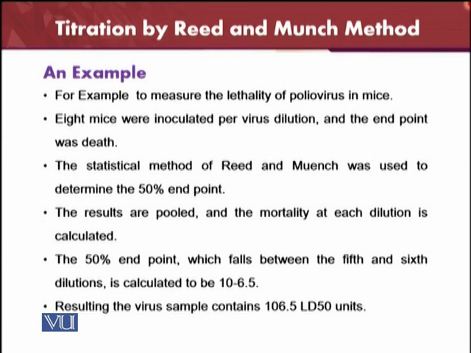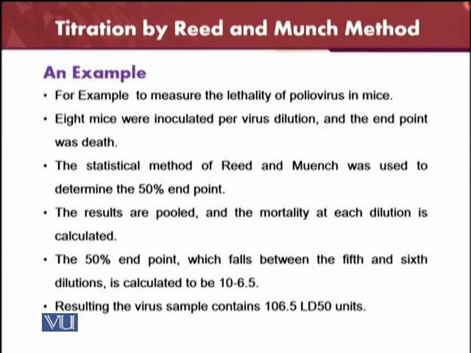Those experimental mice were inoculated with virus dilutions, and the endpoint was of course death for this experiment. The statistical method of Reed and Muench was used, and we have determined 50% as the endpoint. The results are pooled in tabulated form, and we can see it in the next slide, and the mortality at each dilution was calculated.